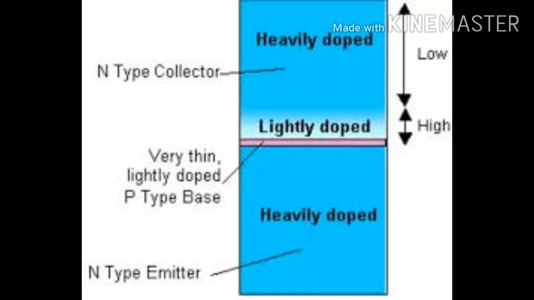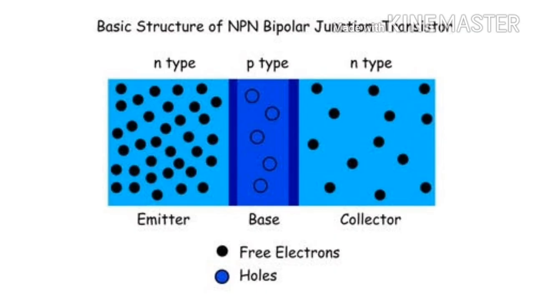The collector is quite wide. That means the width of the collector is more than the base or the emitter. The base portion is thin. The collector is made wide because it must dissipate more heat than emitter or the base junctions.